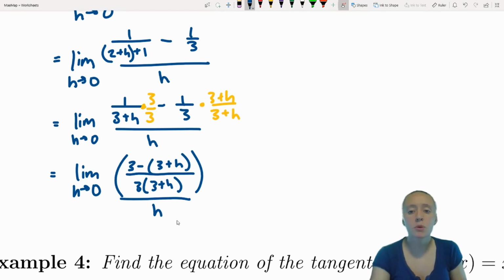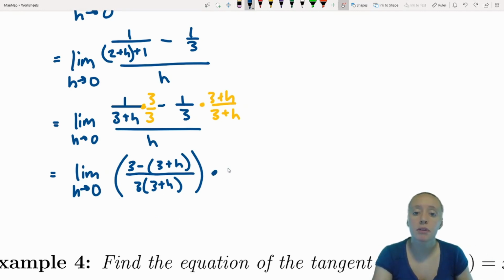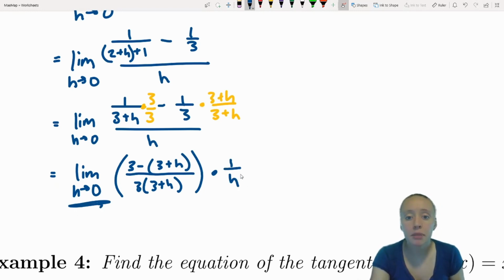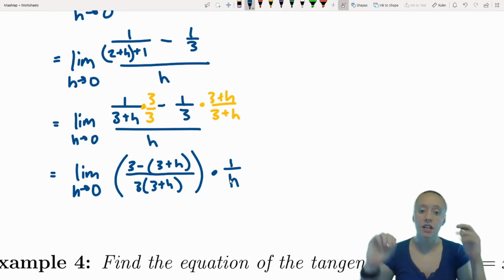Or sometimes as opposed to dividing by h, it might be easier to keep everything in line by multiplying by its reciprocal. So dividing by h is the same as multiplying by 1 over h. I still can't plug h in because if I do, I'll get 0 in my denominator, and 0 times my other denominator will still be 0. I just rewrote this to keep everything kind of in line.